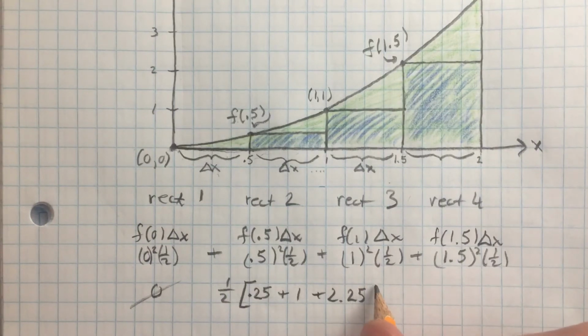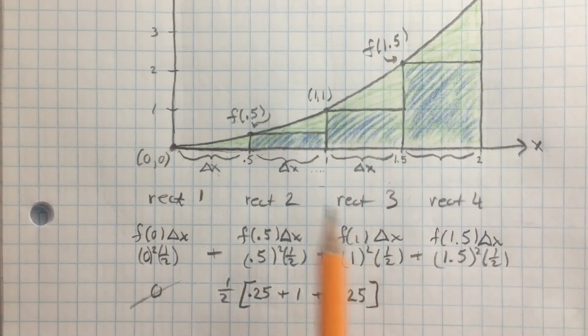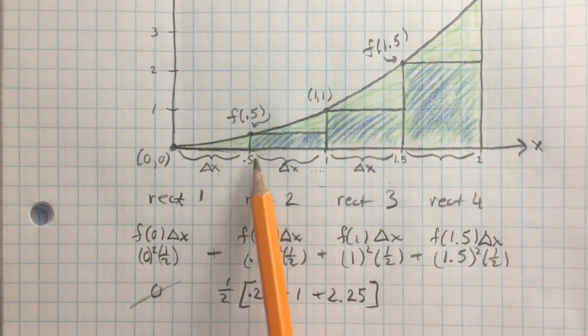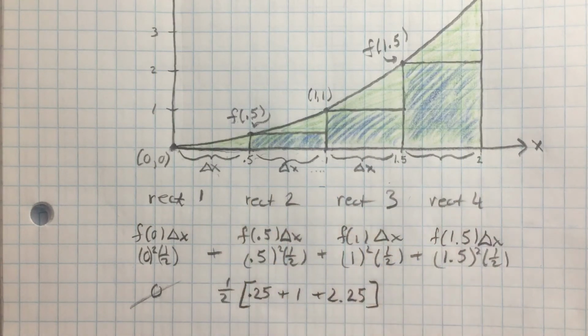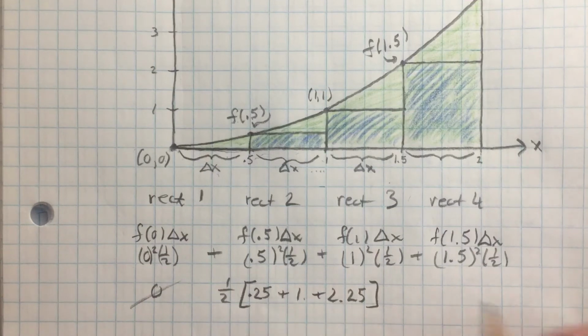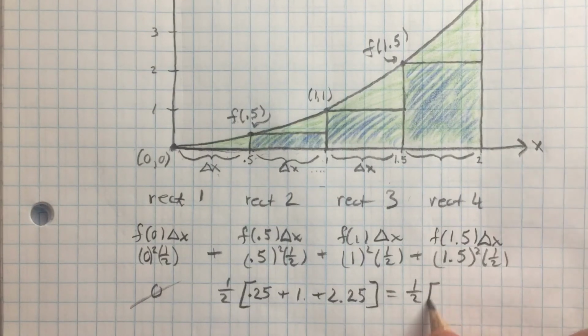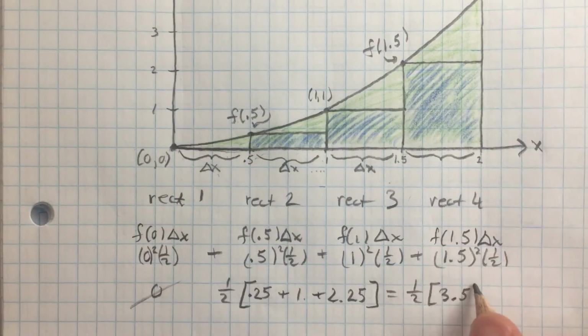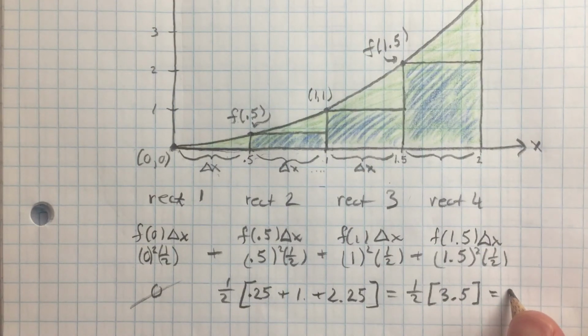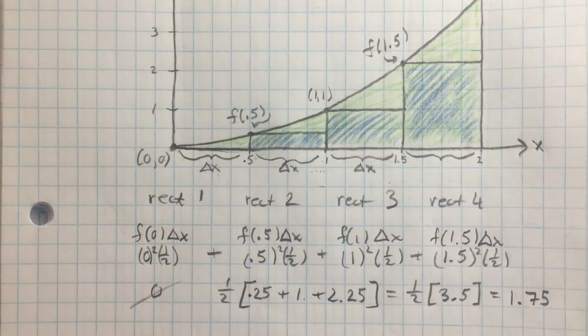With the 1/2 pulled to the outside, which you can always do in all these problems because delta x should always be the same. We're using the same size subinterval within each problem. So this will be 2, 3.5. So 3.5 times a half. What's that, 1.75? Sounds reasonable. I'll just leave it like that. 1.75.